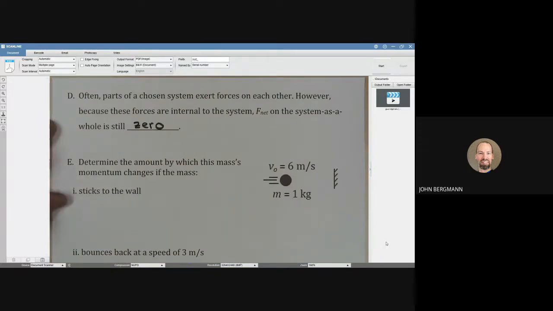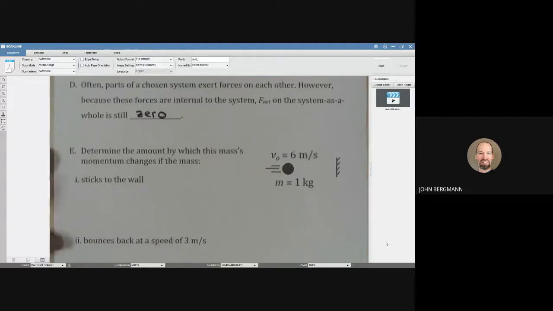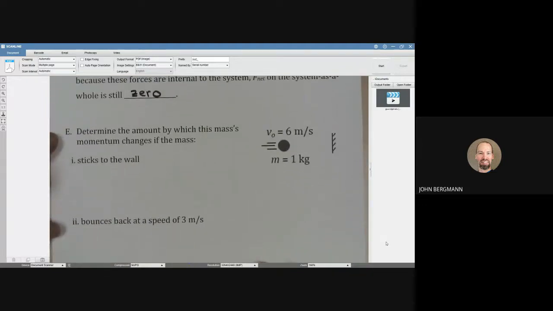Let's try a problem here where we have a mass that runs into the wall. And in one case, it sticks. And in a second case, the mass bounces back. And what we want to do is find the change in momentum.